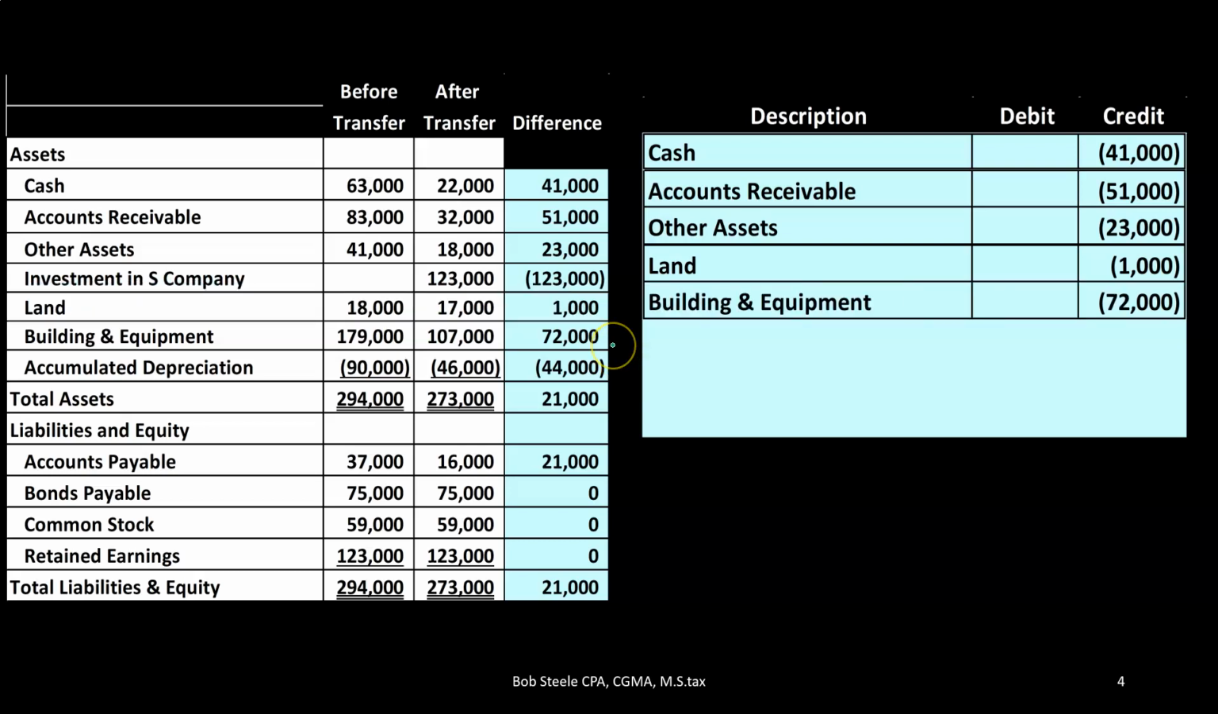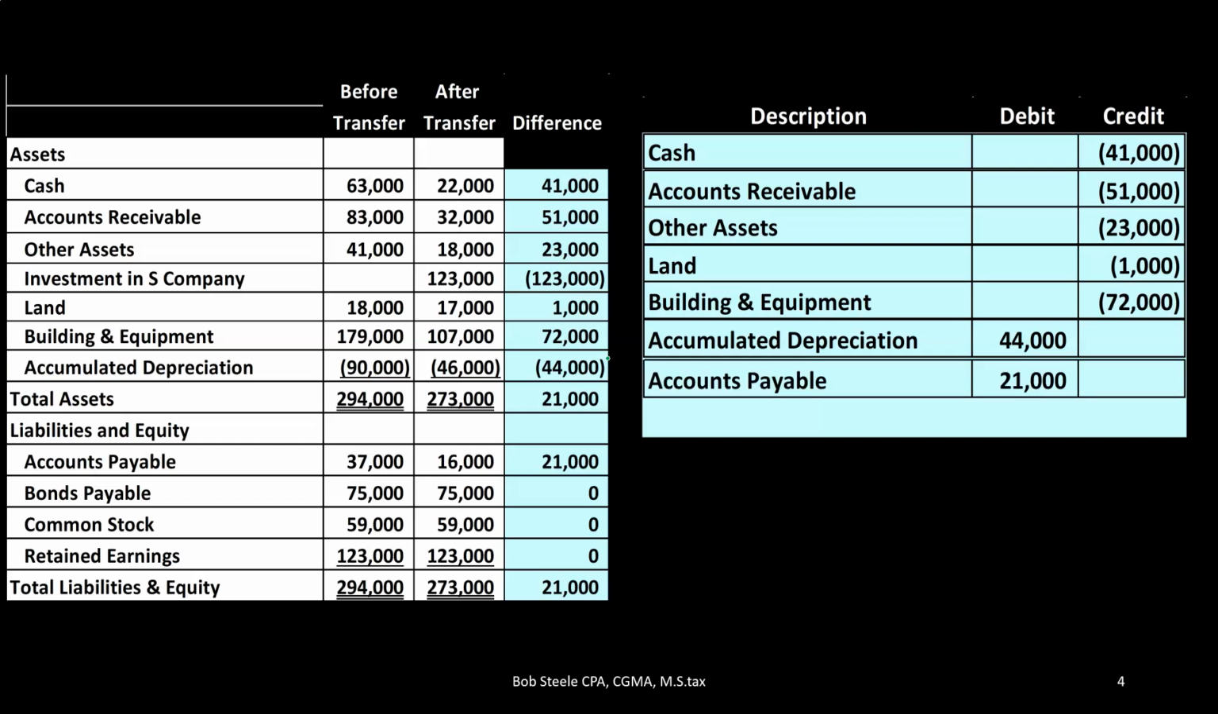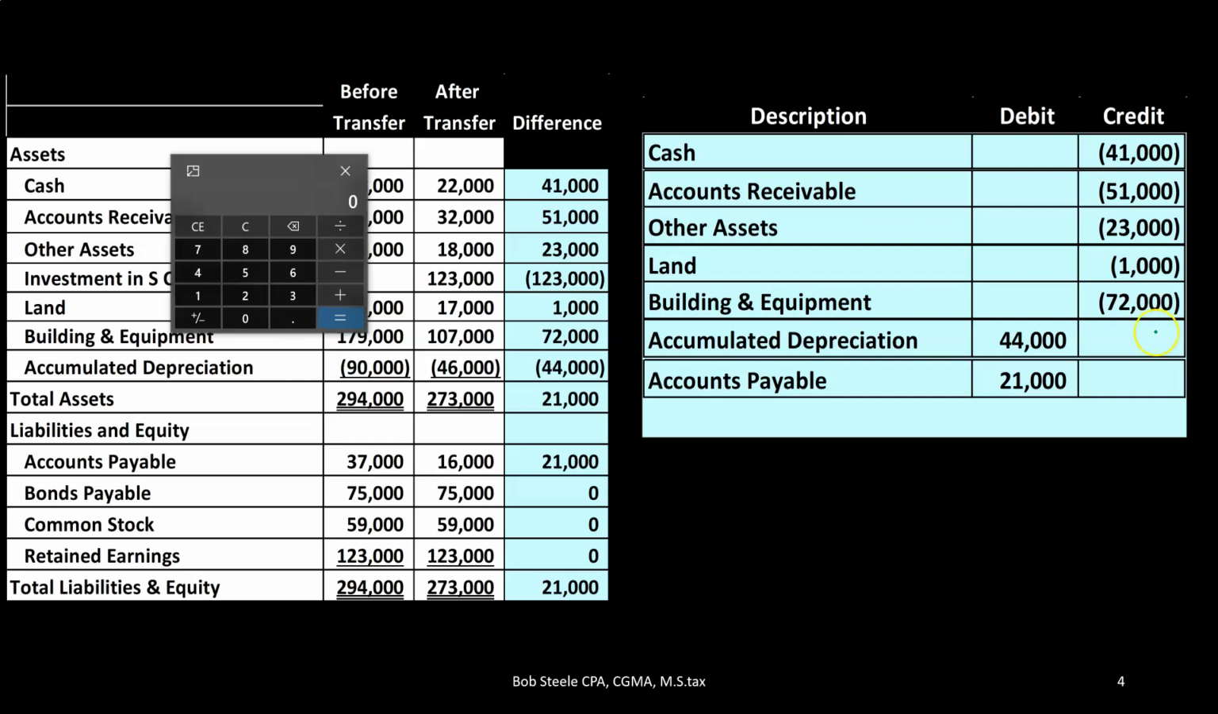The building we transferred at the 72,000. And then the accumulated depreciation, which is a contra asset account. It has a credit balance, in other words, and we're making it go down. So we're doing the opposite thing, which is a debit. And then we're going to say that the accounts payable is going down. It has a credit balance, and so we're making it go down, which is the opposite thing, which is a debit.